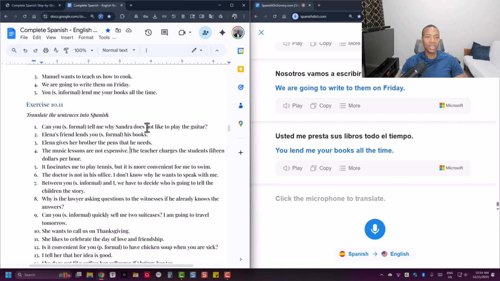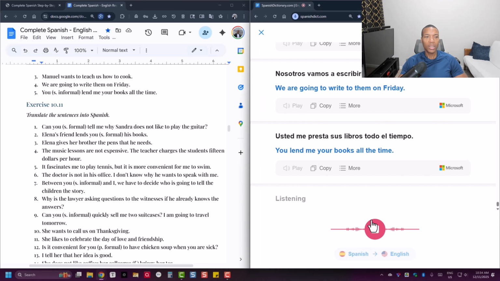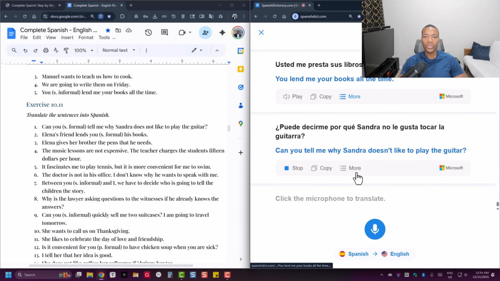Can you tell me why Sandra does not like to play the guitar? Puede decirme por qué a Sandra no le gusta tocar la guitarra? Can you tell me why Sandra doesn't like to play the guitar?